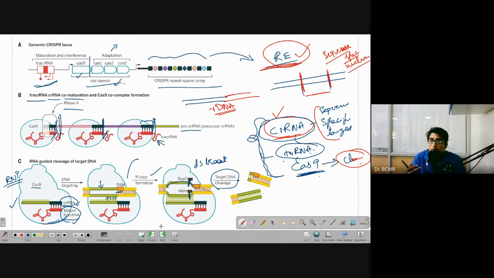We don't have to search for a restriction endonuclease and hope that there is one exactly on these sites. Instead, we can design the sequence where it should be. There is a limitation about the PAM sequence and others, but still it provides certain flexibility.